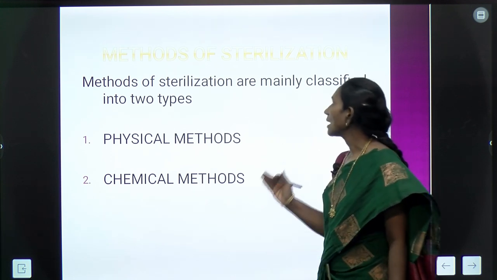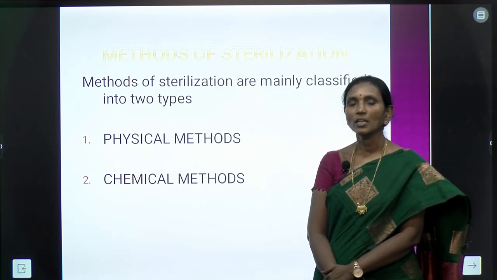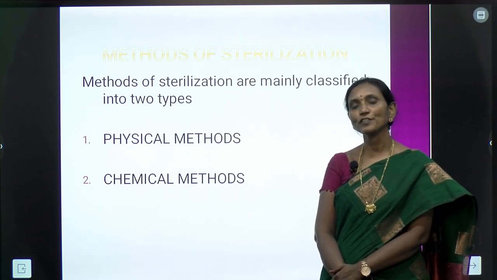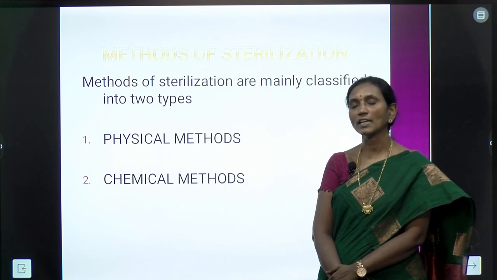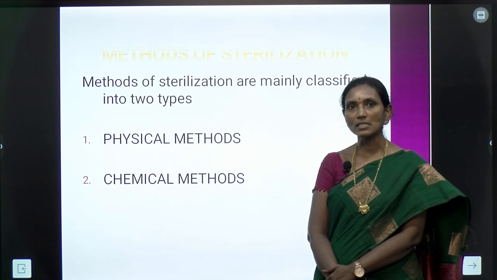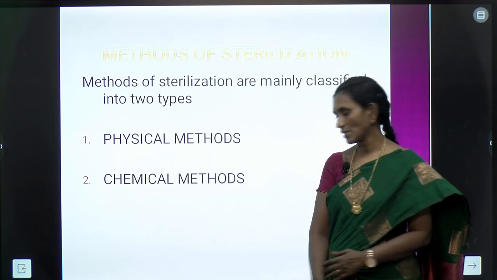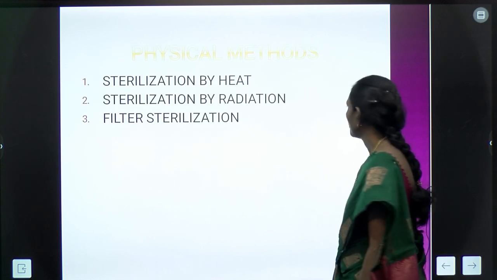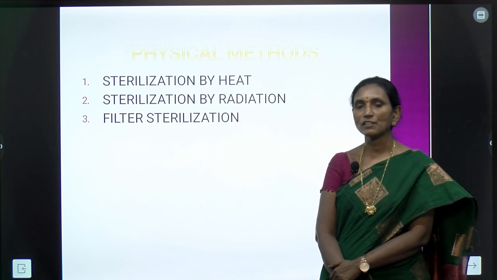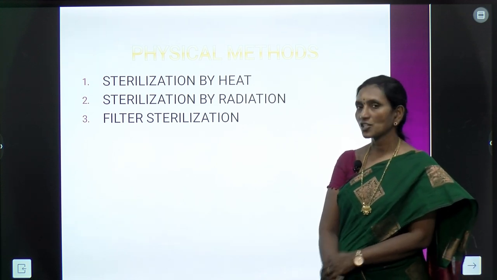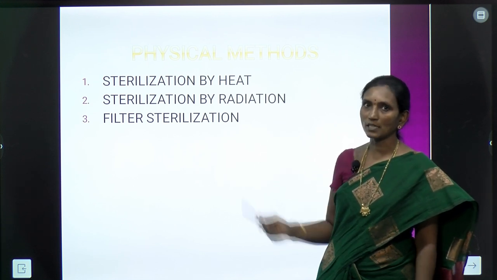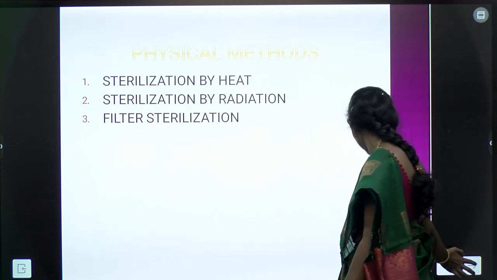Now, I will discuss about methods of sterilization. There are mainly two methods of sterilization. First one is physical methods of sterilization. Second one is chemical methods of sterilization. Now, I will discuss about physical methods of sterilization. Physical methods of sterilization are again classified into three categories: sterilization by heat, sterilization by radiation, and filter sterilization.